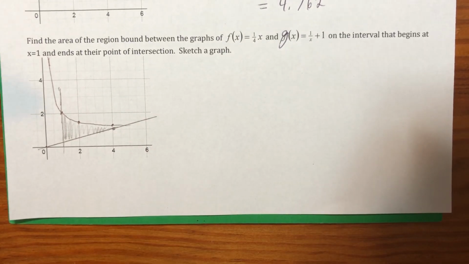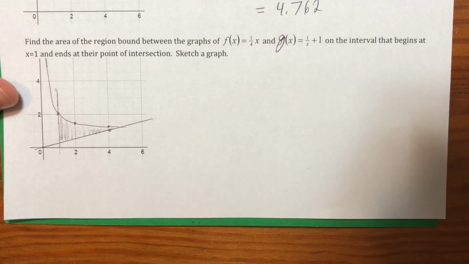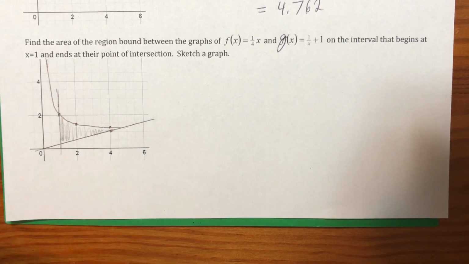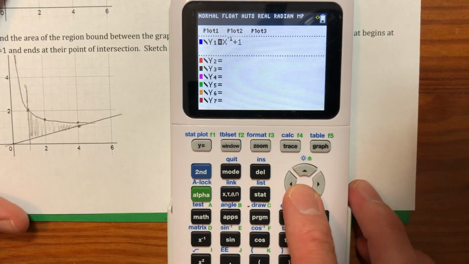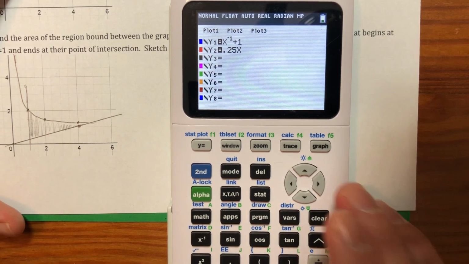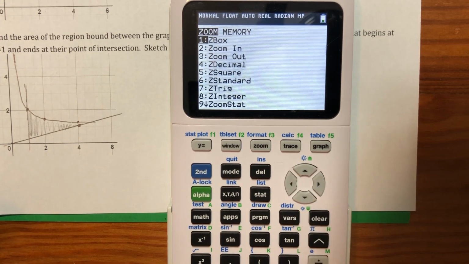So I have a couple options. I could set them equal to each other and solve it. Or I could do a little trick on the calculator. I'm going to do the trick on the calculator first. So let me show you. Here goes. Y equals, and we have one of them typed in. Let's type the other one in, 0.25x. And we will go to window 0 to 6 and zoom fit.